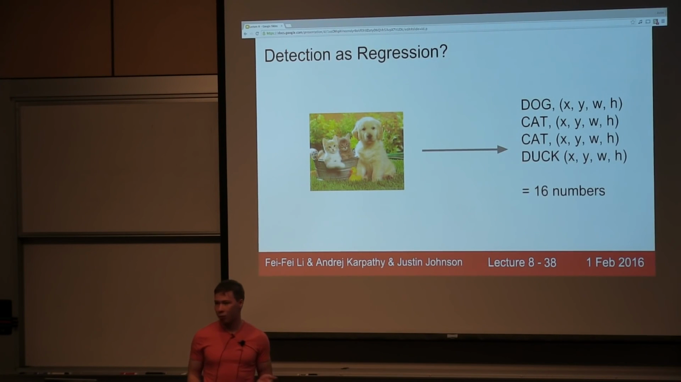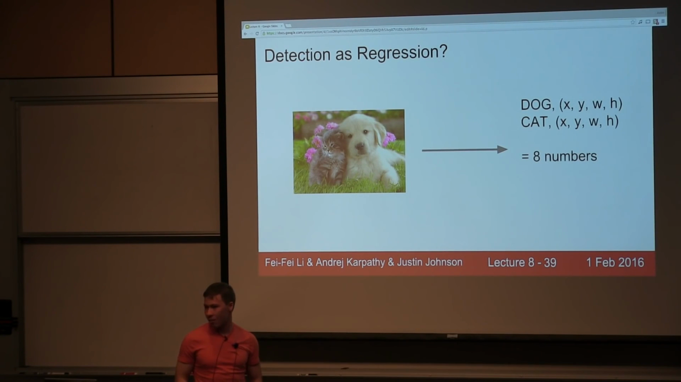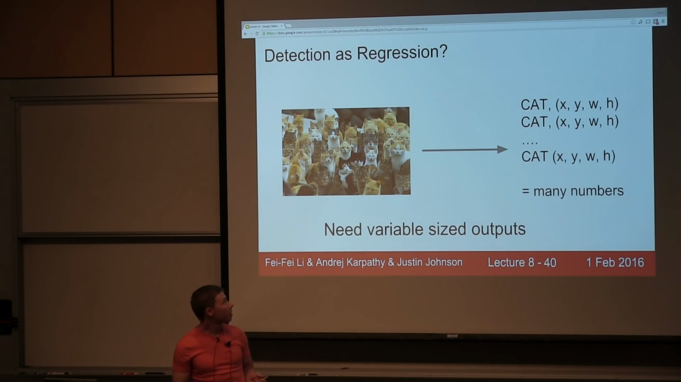Regression works pretty well for localization. Why don't we try it for detection too? Well, in this image we have these dogs and cats, and we have 4 things. We have 16 numbers. That looks like regression, right? Image in, numbers out. But if we look at another image, this one only has 2 things, so it has 8 numbers. If we look at this one, there's a whole bunch of cats, so we need a bunch of numbers. So it's hard to treat detection as straight up regression because we have this problem of variable-sized outputs. So we're going to have to do something fancier.